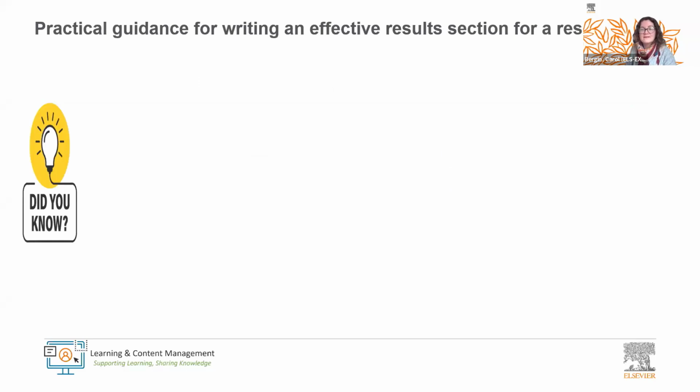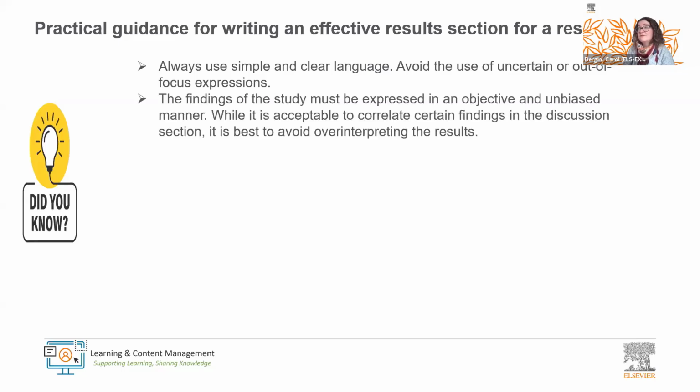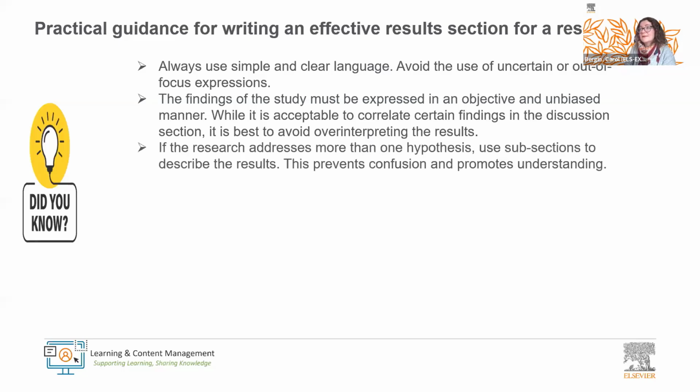And also in this Did You Know corner, we're just going to have some practical guidance for writing an effective results section for a research paper. So just to mention some of these points, always use simple and clear language and avoid the use of uncertain or out of focus expressions. The findings of the study must be expressed in an objective and unbiased manner. So while it's acceptable to correlate certain findings in the discussion section, it's best to avoid over-interpreting the results.